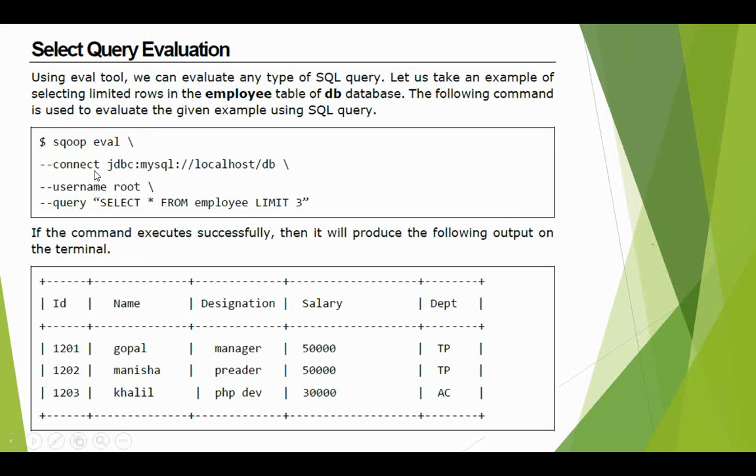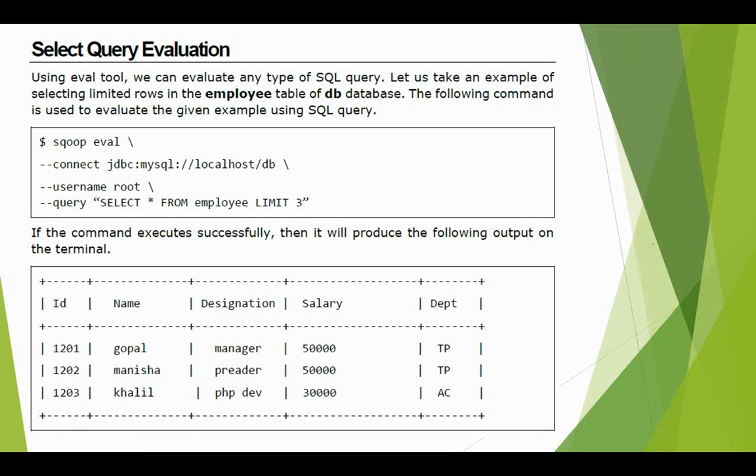Then what do we have to do? First we have to connect to MySQL. For connection, we have this one. Then you specify the username. After that, in the last, I have to execute a query. For that purpose, we have this option, that is --query. This is the job which is going to be implemented by Sqoop. And what is the job? My job is to select * from the employee table, giving the limitation that is 3.